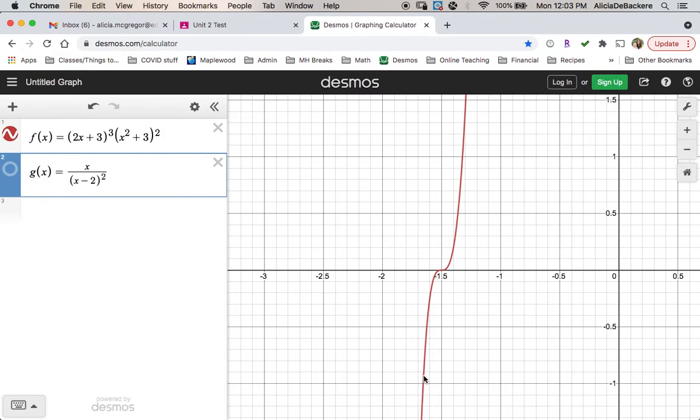Less than -3/2 or -1.5, I'm increasing, and then when I get there, there's this little flat spot here. It kind of looks like a cubic, even though this is a power of 7 graph, and then after that, it continues to increase.